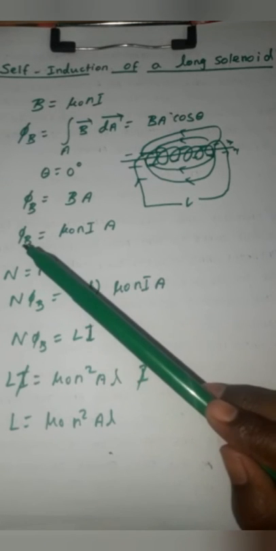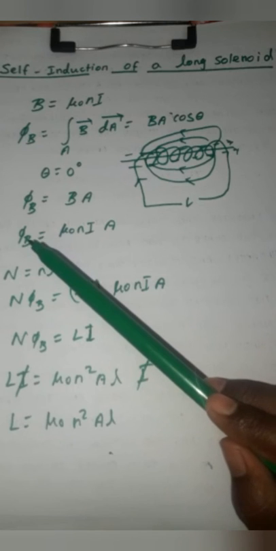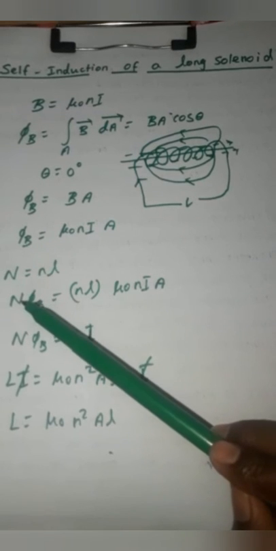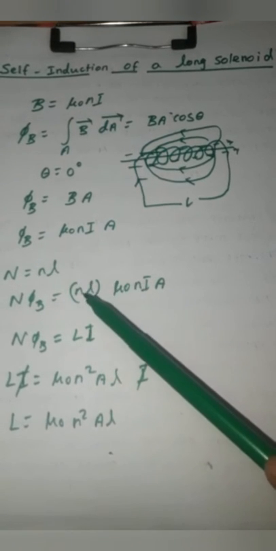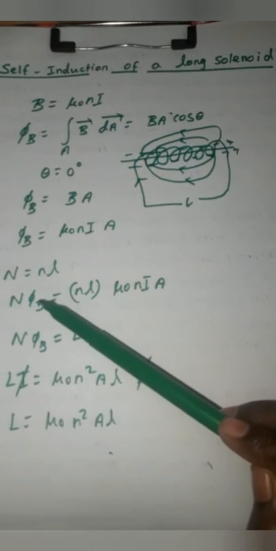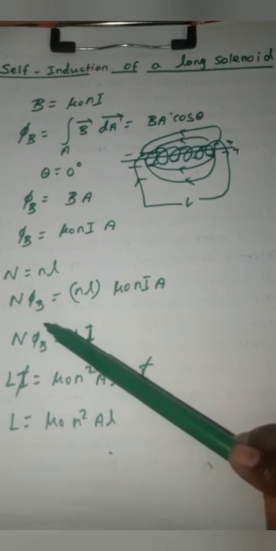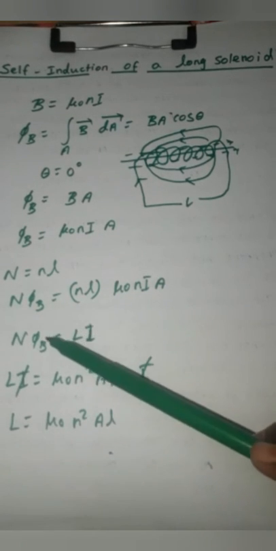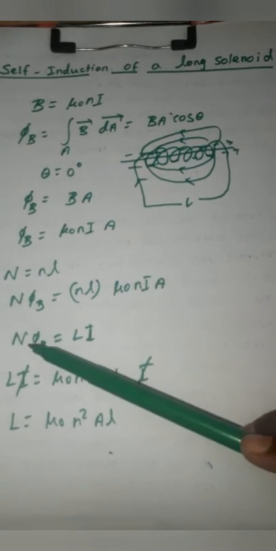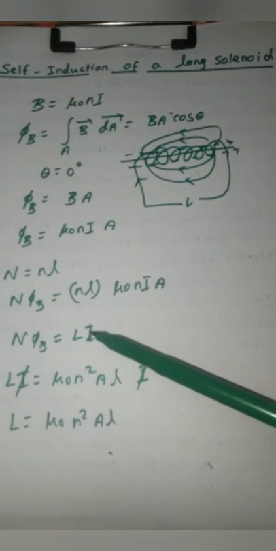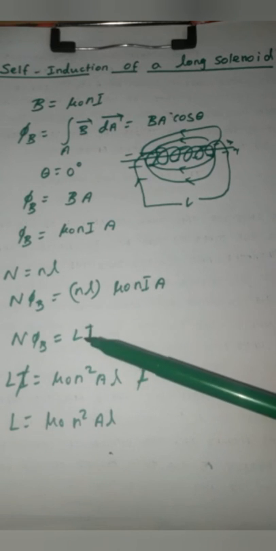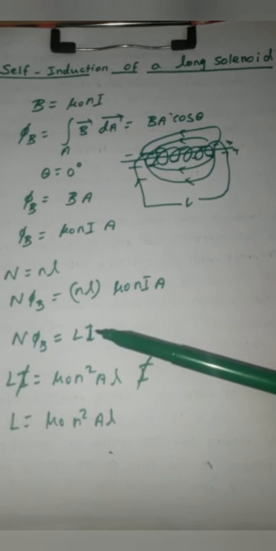Now we multiply by this total number of turns, so we are getting N phi B. The N l multiplication gives us N l mu naught N i A. This N phi B, the number of turns times the flux, is equal to L i, where L stands for the self-induction. So N phi B is equal to L i. Now we can substitute L i for N phi B.